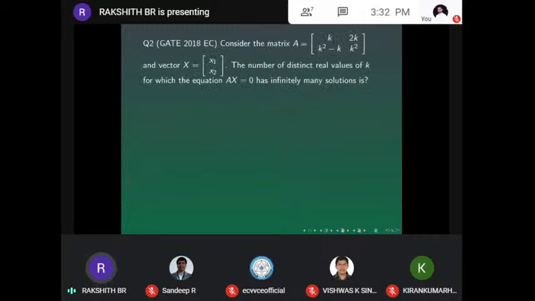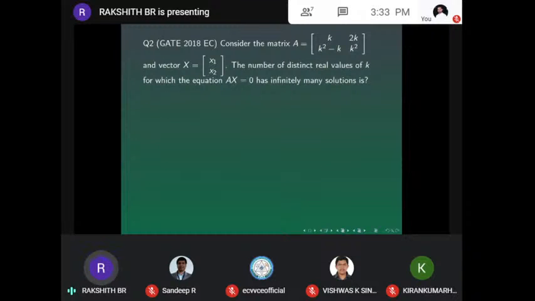So here the second question is with respect to the homogeneous linear system of equations. In this case, the homogeneous system possesses infinitely many solutions if the rank of A is strictly less than N, the number of unknowns. What is the number of unknowns here? It is 2. So you need to find the values of K such that the rank of A is strictly less than 2. What are the choices for rank? The rank can be 0, 1, or 2, because A is a 2 cross 2 matrix, so you have 3 choices for rank.